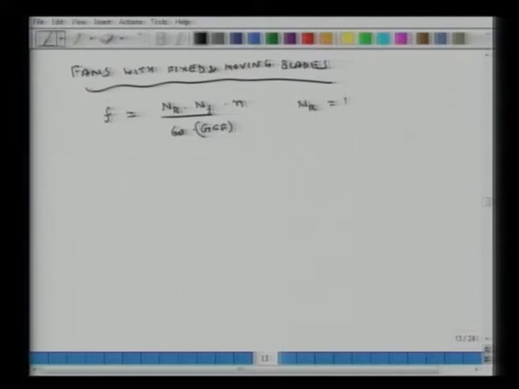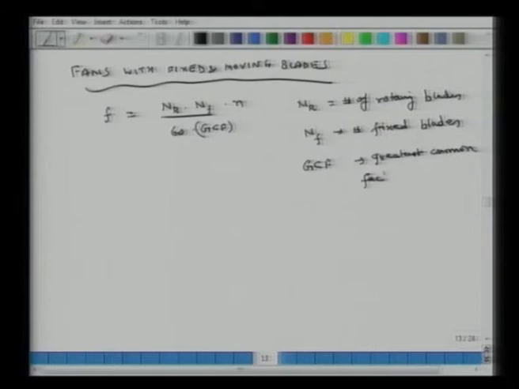NR is the number of rotating blades. NF is the number of fixed blades. And GCF is the greatest common factor of NR and NF. Do you understand where this is coming from? So again, you can calculate the fundamental frequency of the noise generated by a fan with fixed and moving blades using this approach. And then you find its harmonics, the second, third and fourth harmonics and so on and so forth.